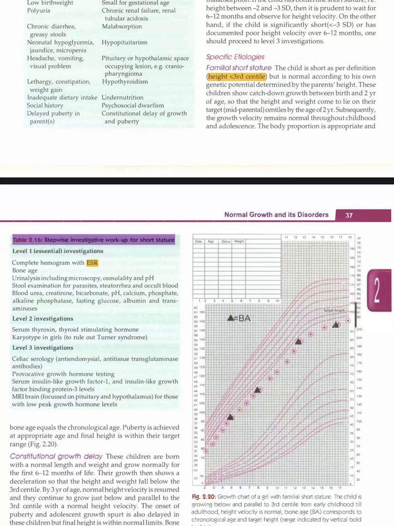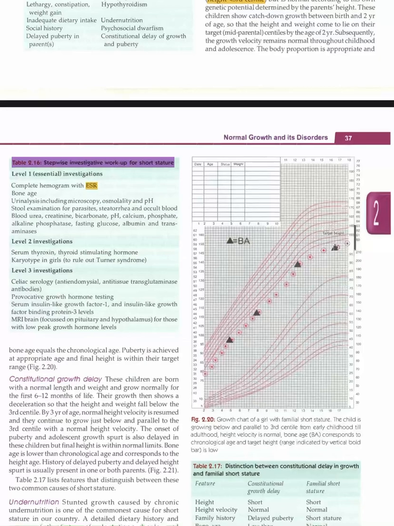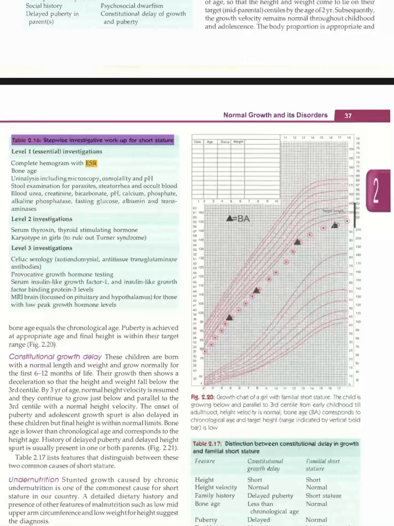Level 2 investigation: serum thyroxine, thyroid stimulating hormone, karyotype in girls to rule out Turner syndrome. Level 3 investigation: serology, anti-endomysial and anti-tissue transglutaminase antibodies, provocative growth hormone testing, serum insulin-like growth factor and insulin-like growth factor binding protein 3 level, MRI brain for those with low peak growth hormone level.